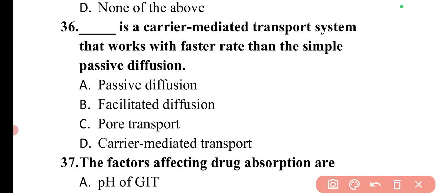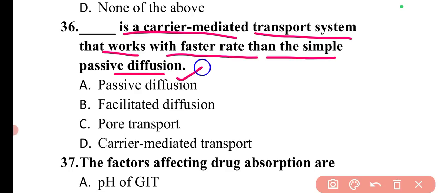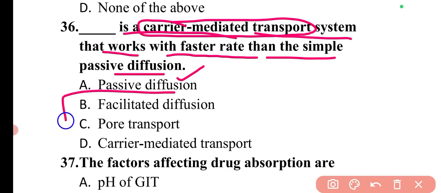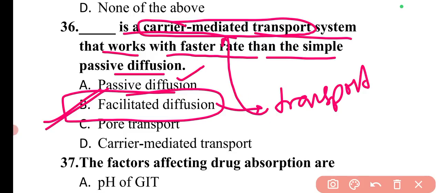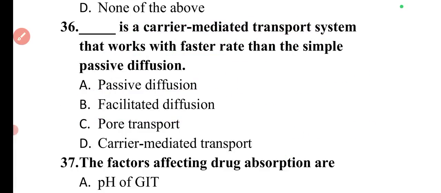Next question is, dash is a carrier mediated transport system that works at a faster rate than simple passive diffusion. So carrier mediated transport is facilitated diffusion. In facilitated diffusion, in order to transport any material, the process requires a carrier protein, which will take that material and reach the destination. And these types of systems are faster as compared to simple diffusion.